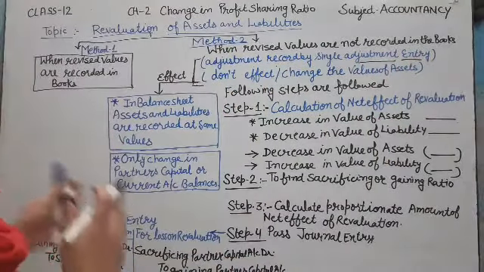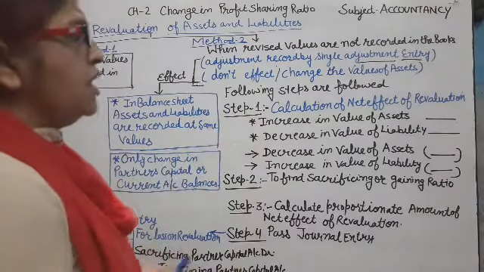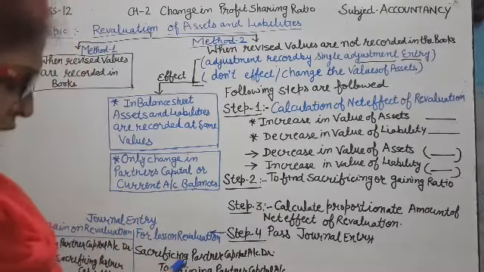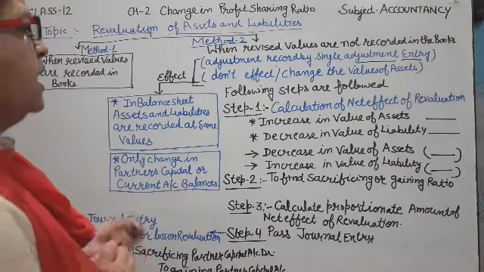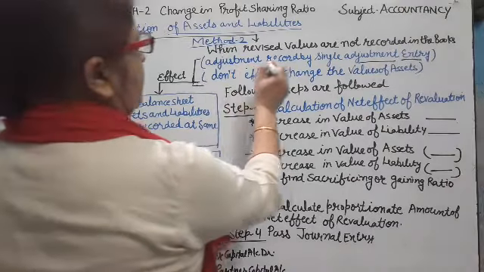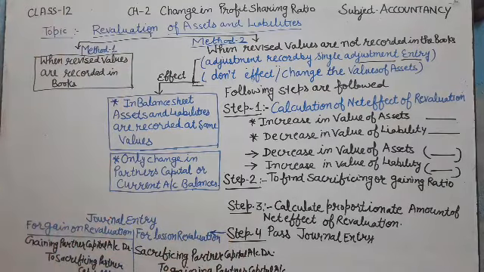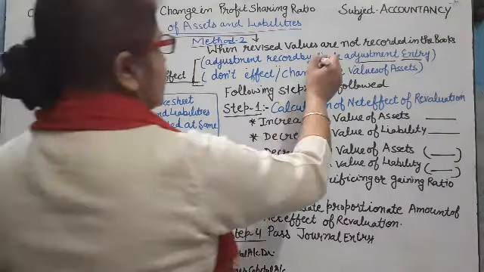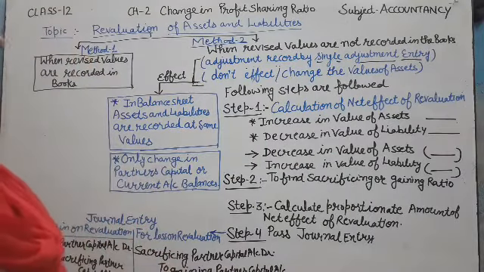How will we differentiate in the question whether it has to be solved by the first method or by the second method? For this a clue is given in the question. That clue is: adjustment recorded by a single adjustment entry. That means you record the adjustment by a single adjustment entry, not one entry for one asset.